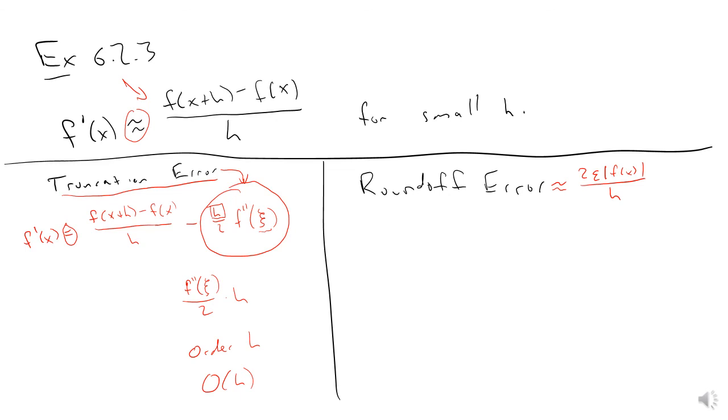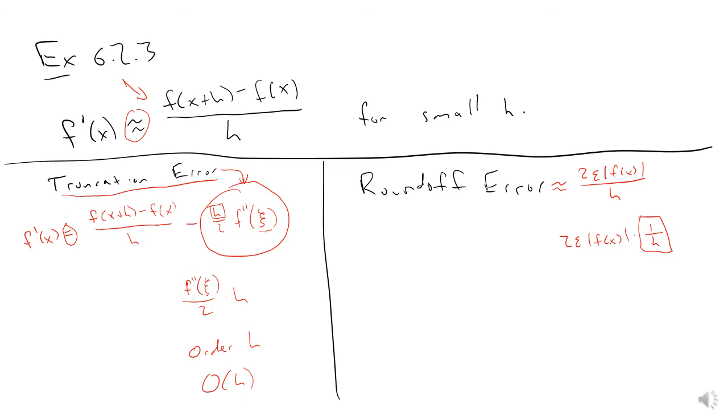So again, if we want to write this as a multiple of something in terms of h, this is 2 epsilon, absolute value of f, times 1 over h. So our round-off error is proportional to 1 over h. So in this case, as h gets small, our round-off error will get bigger.